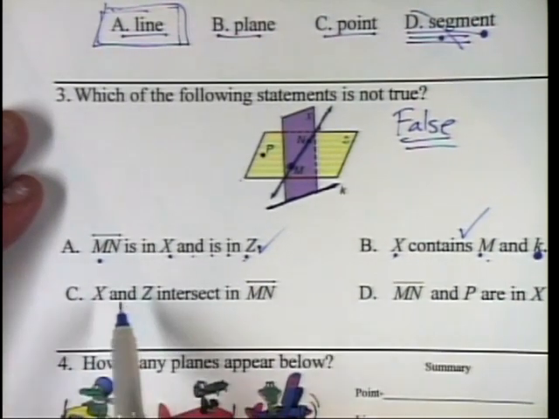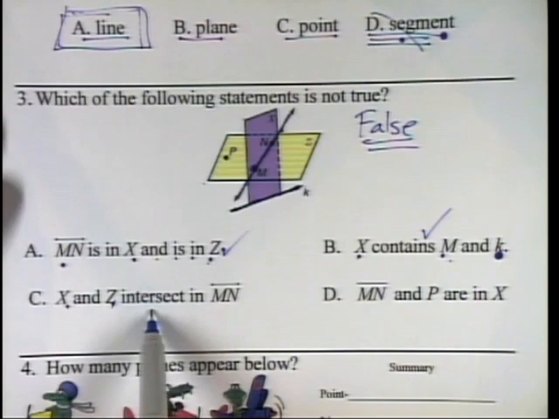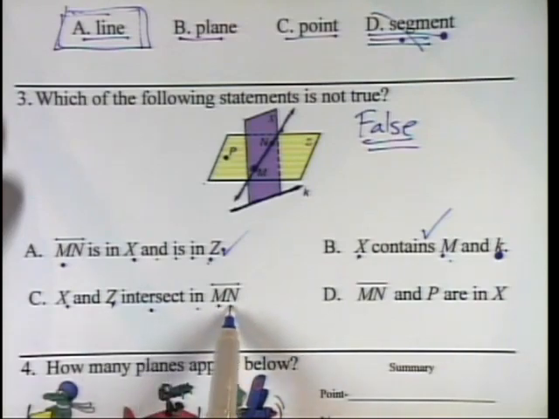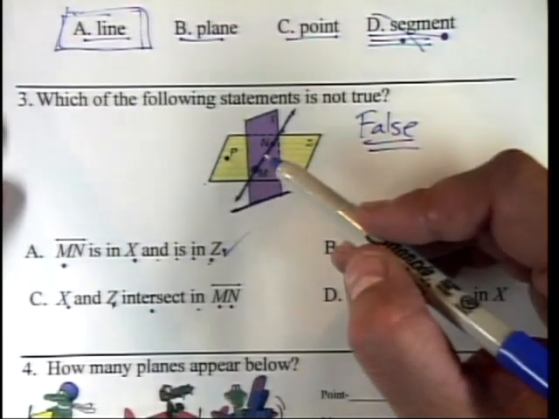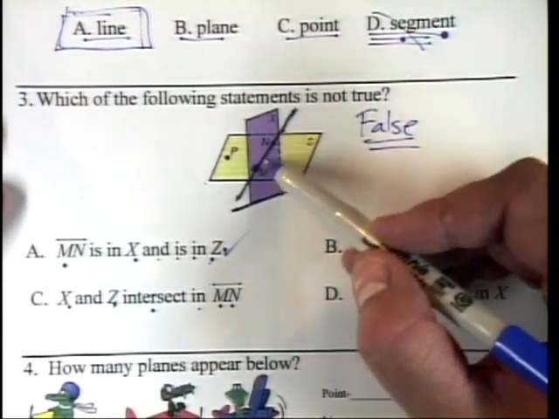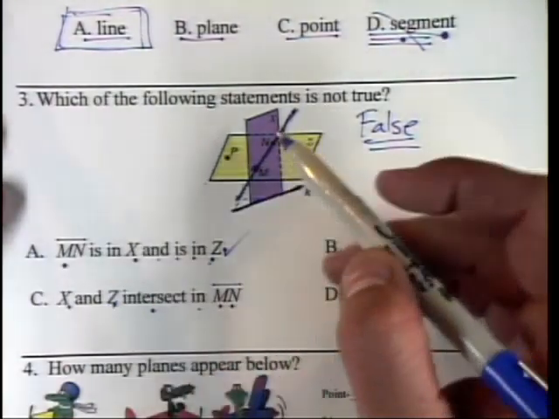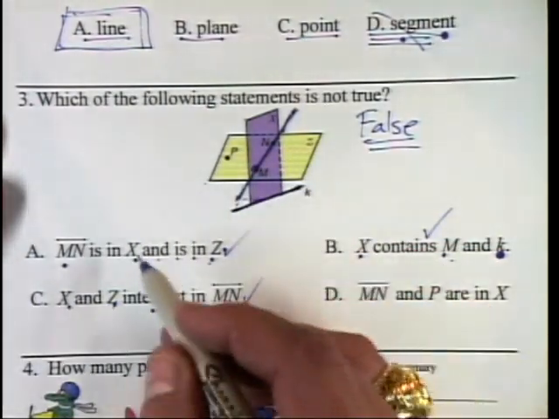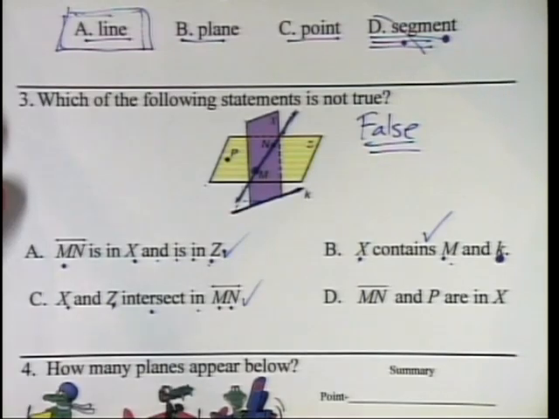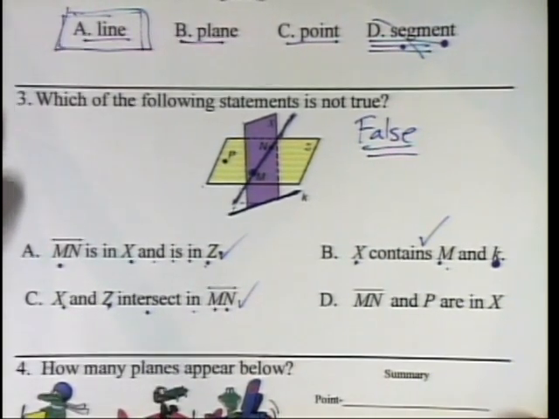Let's come back and look at choice C. Plane X and plane Z intersect in line MN. It has the double-headed arrow. Is that true? Well, guess what? We really established that when we looked at A. Line MN is where the ceiling and the wall meet. So it is true. So if A is true, C has to be true. They can't both be false, assuming only one is. So that means D must be the culprit.